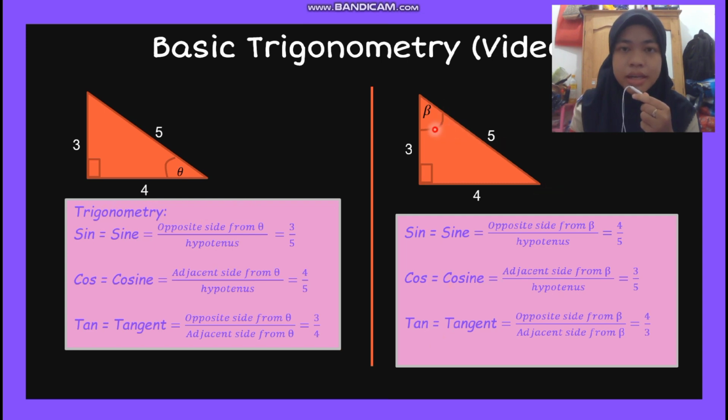And then this angle is beta, and sine is opposite side from beta divided by hypotenuse, 4 divided by 5. And cosine is adjacent side from beta divided by hypotenuse. Adjacent side from beta is 3, hypotenuse is 5, equals 3 divided by 5. And tangent is opposite side from beta divided by adjacent side from beta, 4 divided by 3.